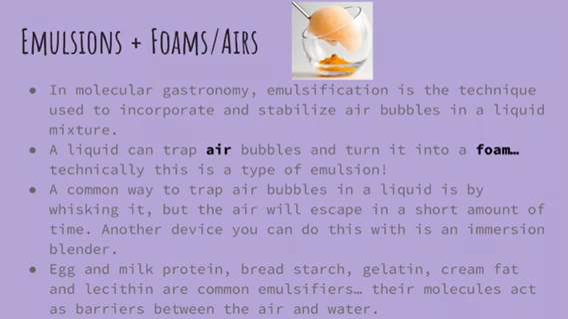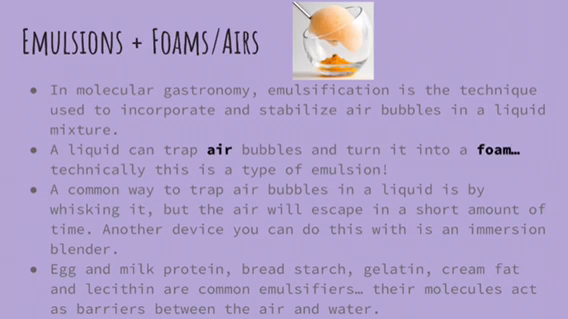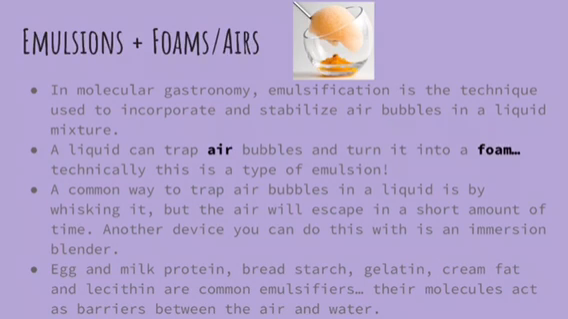A common way to trap air bubbles in a liquid is by whisking it, but the air bubbles will escape in a short amount of time. If you think about whisking eggs, you might develop a foam at the top, but it'll quickly go away. Another device you can use to do this is an immersion blender. There are a lot of different types of devices to do this, but that's just one common one. Also, egg and milk protein, bread starch, gelatin, cream fat, and lecithin are common emulsifiers. In these products, their molecules act as barriers between the air and water. So commonly, if you were going to make a foam, you would use these items.